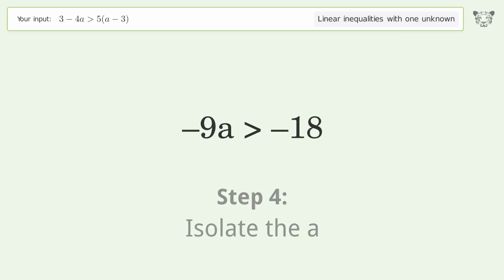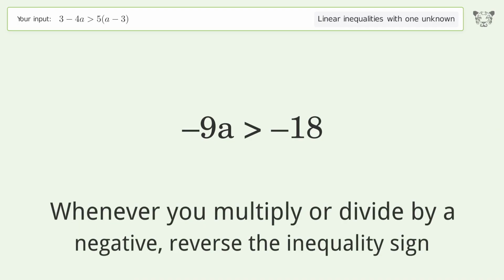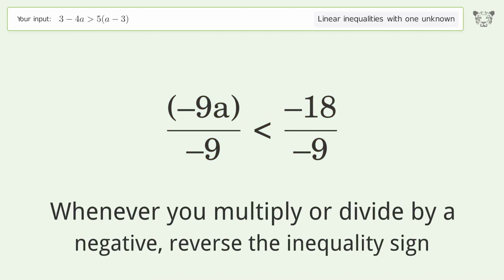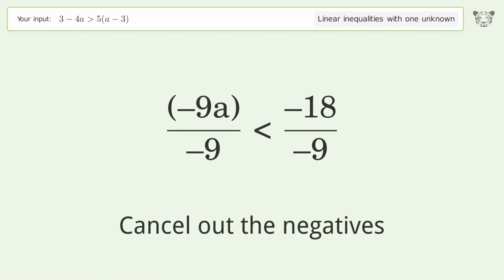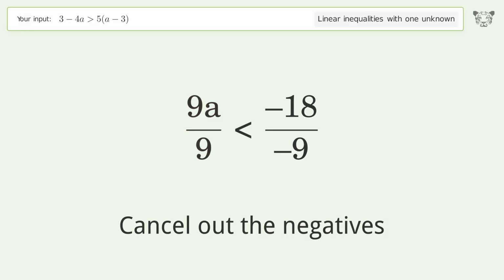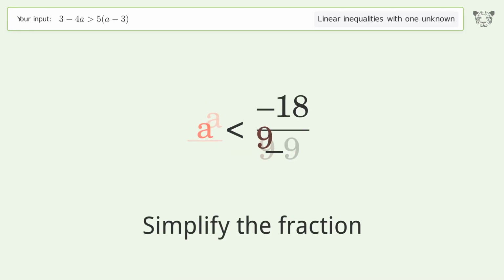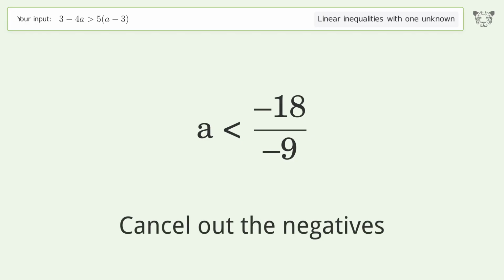Isolate the a. Divide both sides by -9. Whenever you multiply or divide by a negative, reverse the inequality sign. Cancel out the negatives. Simplify the fraction. Cancel out the negatives.